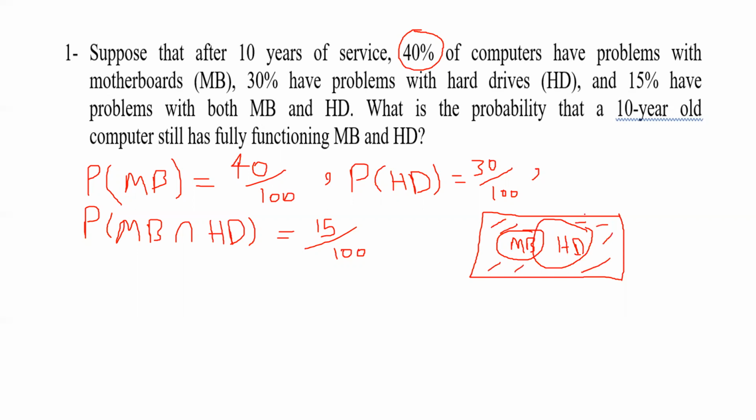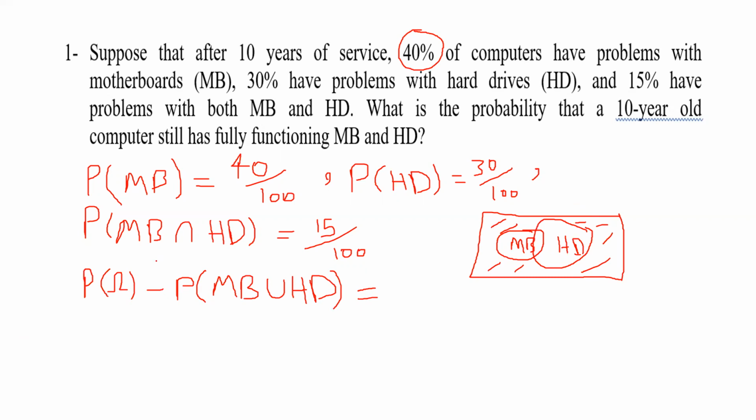So not HD, not MB, and we are talking about this area. How to find this area? This is the probability of the sample space minus the probability of union of MB and HD. So that's how to solve it. Probability of the whole sample space minus the probability of union of MB and HD. So the next thing to do is to just see, do we need a formula for that?